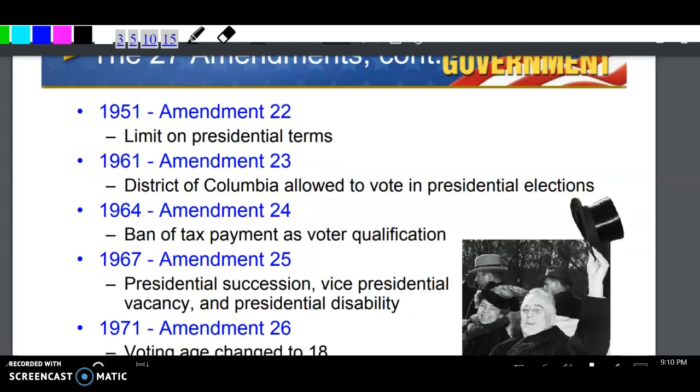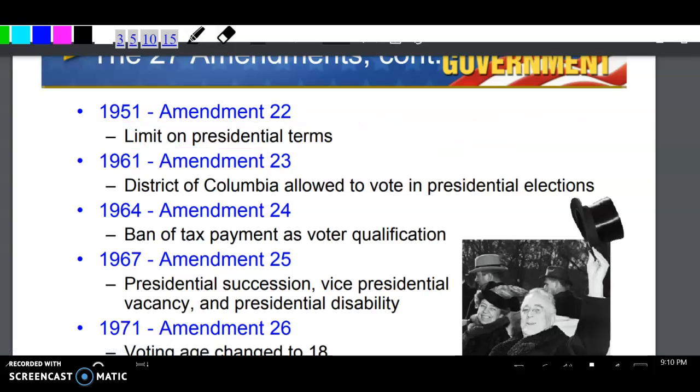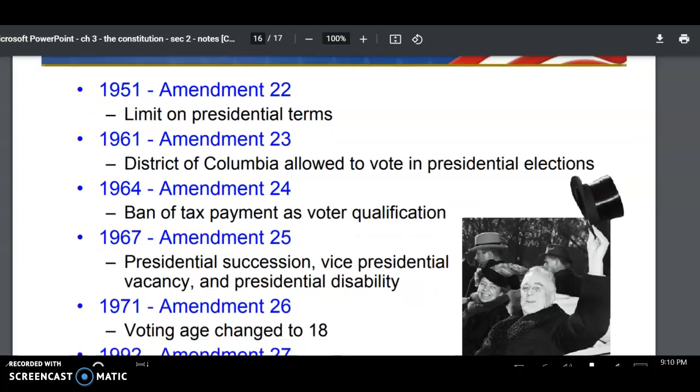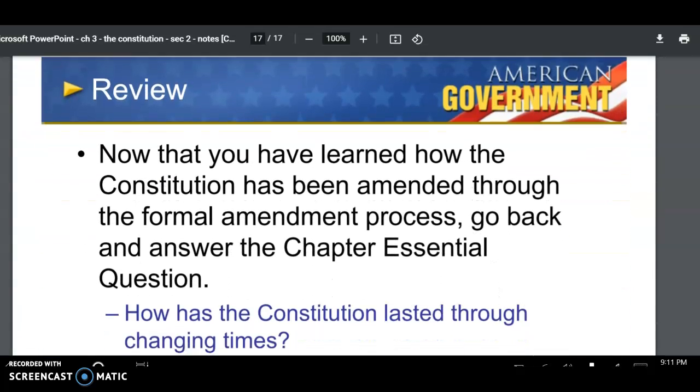In 1951, Amendment 22 put a term limit on the presidency, so you can serve 2 4-year terms. And there are some more amendments. The most recent amendment to the Constitution, Amendment 27, was in 1992, and it was about Congress's pay. And that is the end for this section.